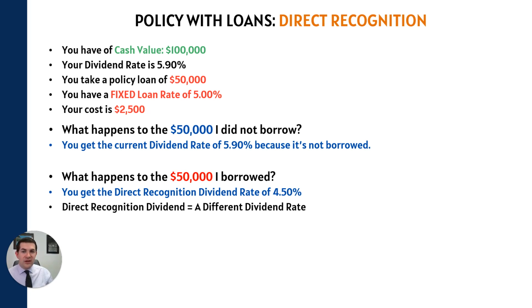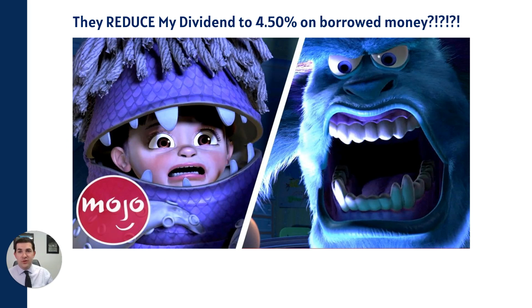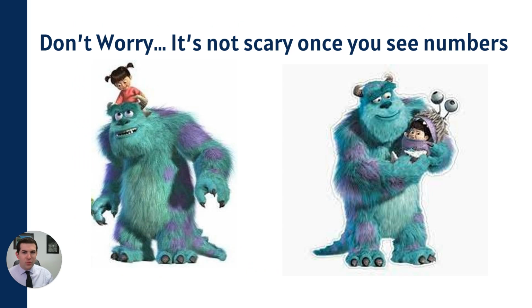So the direct recognition dividend is a different dividend rate than the company's current dividend rate. So how does this impact you? You repay that $50,000 loan in 12 months, your cash value is restored, but a little bit less than what it was before. It's worth $104,400. That's $600 less than what it would have been if you never borrowed it in the first place. How do you feel? You feel like this? They reduced my dividend to 4.5% on borrowed money? If I take $1 million loan, that's going to be a big, big difference, isn't it? You're afraid. There's your direct recognition policy. Again, don't worry. It's not scary once you see the numbers.